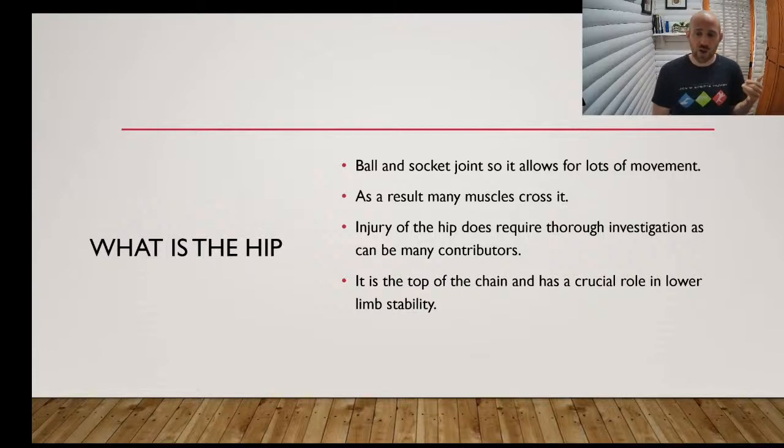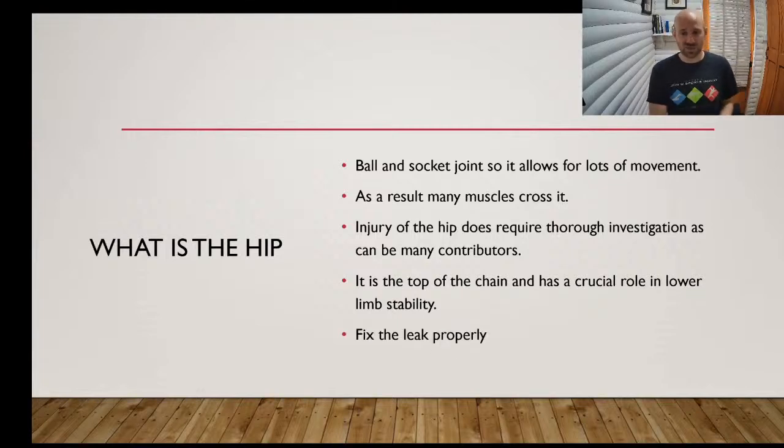It's the top of our chain in terms of our lower limb chain. The hip joint sits at the top of our leg and therefore it has this crucial role in providing stability throughout that leg. So as a result, again, it can lend itself to developing dysfunction.